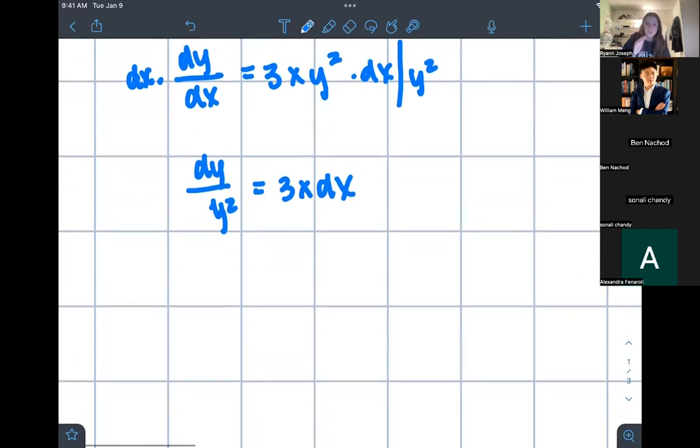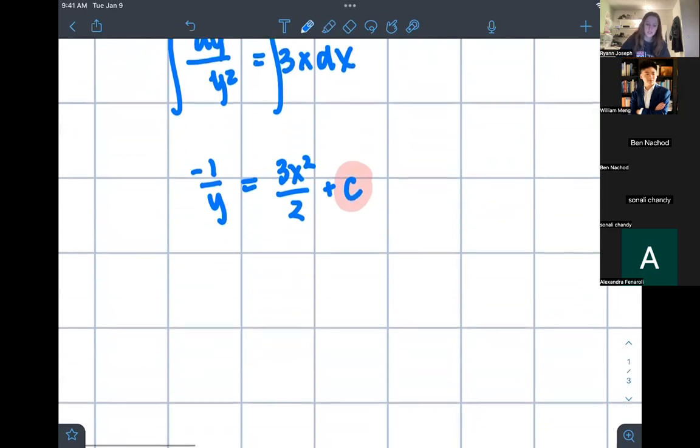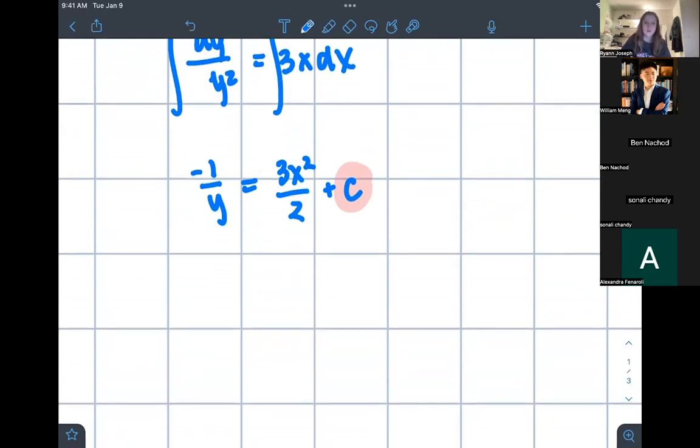From here, we can just take the integral, pretty straightforward, which then we know this side is -1 over y, equal to 3x squared over 2, and then remember to add plus c. Don't forget the constant. The last thing we need to do is solve for y itself, which is just going to be y equal to -1 over (3x squared over 2 plus c).